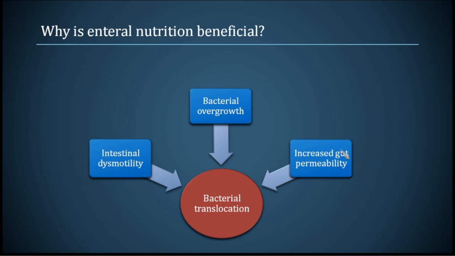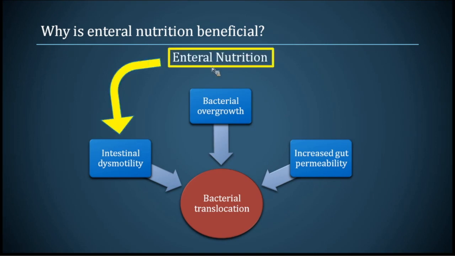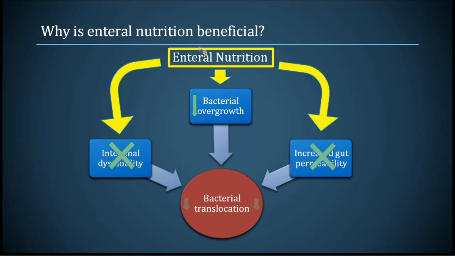This process takes time, 7 to 14 days at a minimum. But what enteral nutrition does is it actually improves intestinal motility because you're kind of propagating things through, and then it decreases the bacterial overgrowth. It reverses that gut permeability problem, and overall this decreases your rate of bacterial translocation.